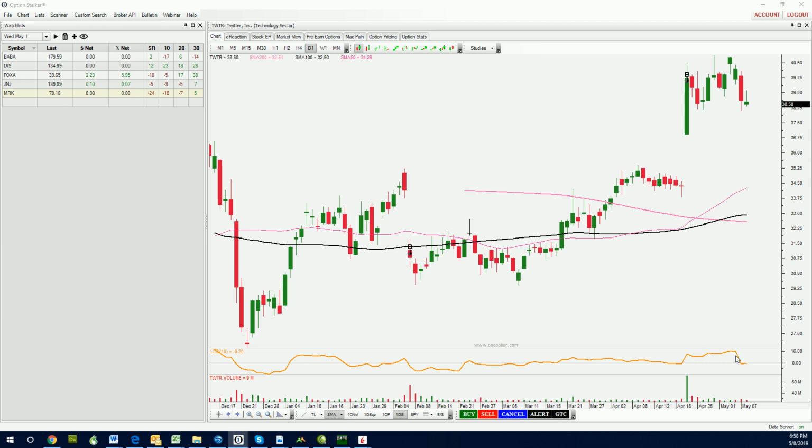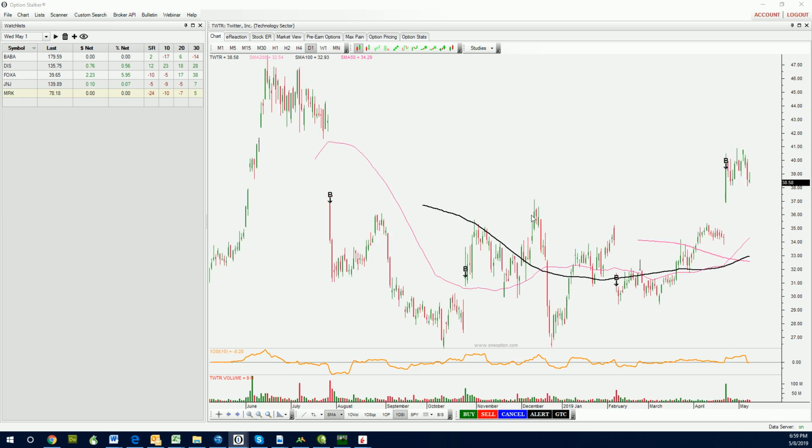It's been holding its relative strength pretty well until the last few days. That kind of hurt it. But it is a tech stock, so it's going to pull back. I think on Twitter, and I'm going to zoom out very quickly just to get our bearings, there's a high right there. You can see how it's filling this gap in right here, so it's got room to run.